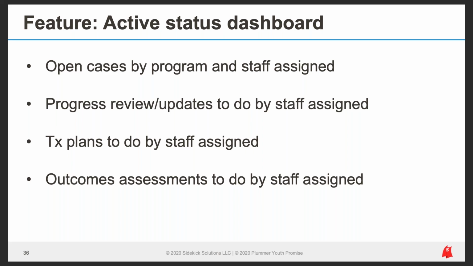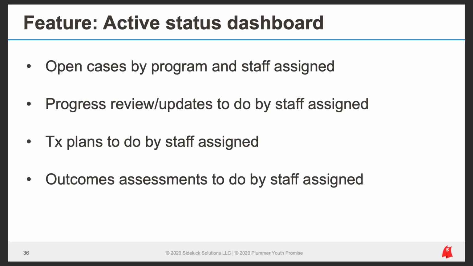The active status dashboard tracks caseload, progress reviews and updates to do, treatment plans to do, and assessments to do. The neat thing is that the active status dashboard is conditional, which means that a task remains in a user's queue until it's complete. There's no workarounds. And Sarah and I have talked a lot about the rigidity of this, which helps with data quality. The active status dashboard provides a clear action list for the entire Plummer team.